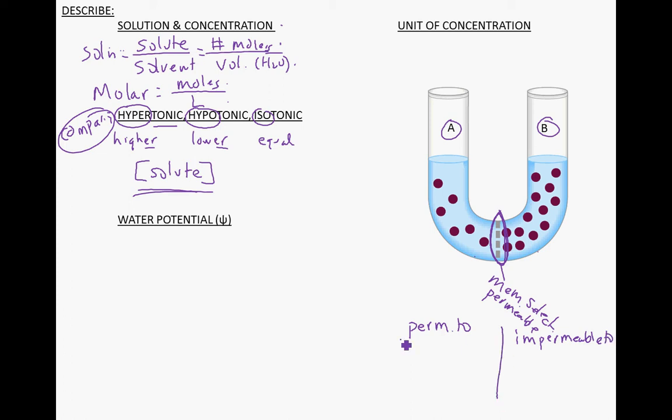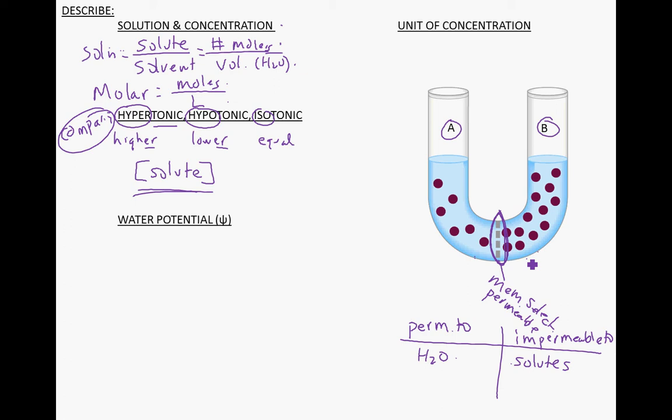Okay? Well, in this example, if we are trying to demonstrate osmosis, we need to have a membrane that's selectively permeable. We need a membrane that is permeable to water so that the water will move, but impermeable to solutes. So the assumption is that this membrane right here separating solution A from solution B is permeable to water, but impermeable to the solutes.